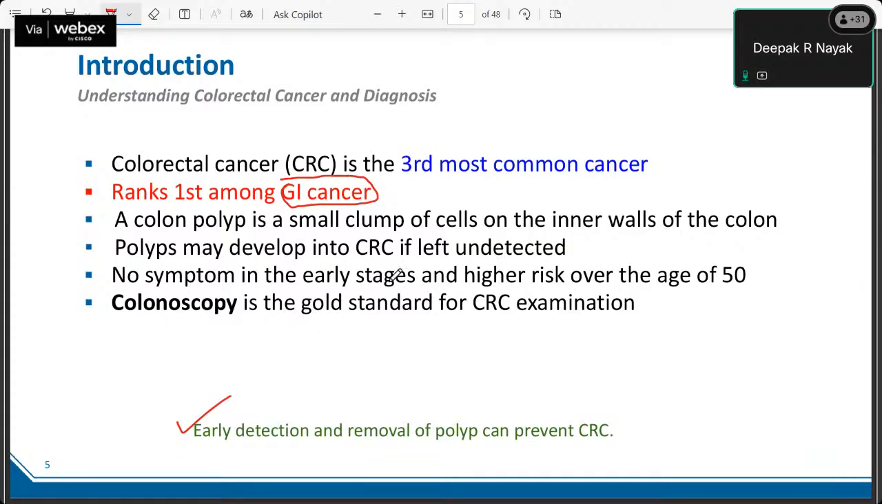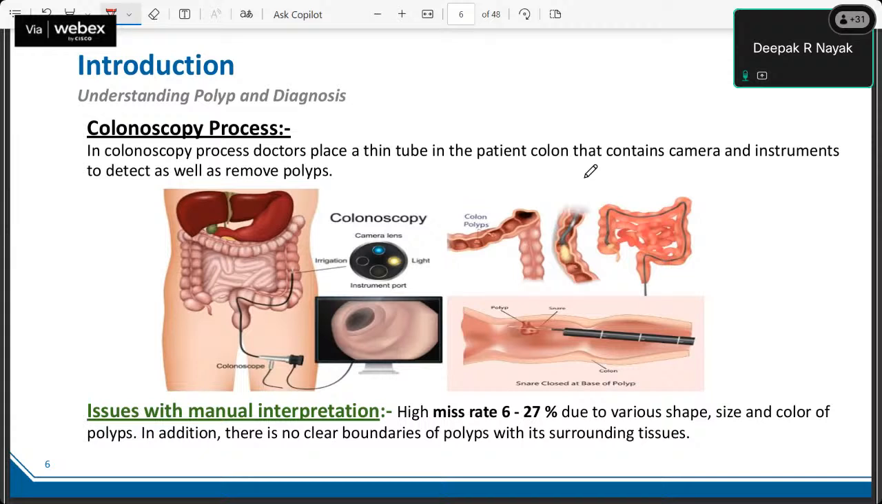There is no symptom in the early stage, and there is a high risk over the age of 50. Colonoscopy, as I already mentioned, is the gold standard for CRC, that is, colorectal cancer examination. We'll see the colonoscopy process right now, though I'm not going into the details of the whole process. There is something called upper GI endoscopy, where a tube is placed through the mouth. But colonoscopy is a process where the doctors place a thin tube in the patient's colon. It's a difficult procedure. This tube contains a camera at the top, and an instrument to detect as well as remove the polyps. That is what the colonoscope camera is trying to do, and this kind of output is what you will get from here.